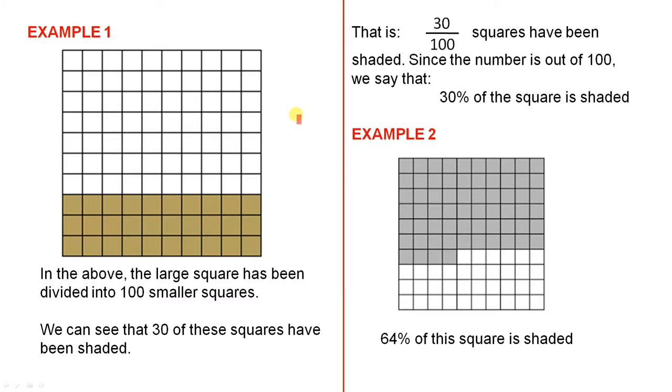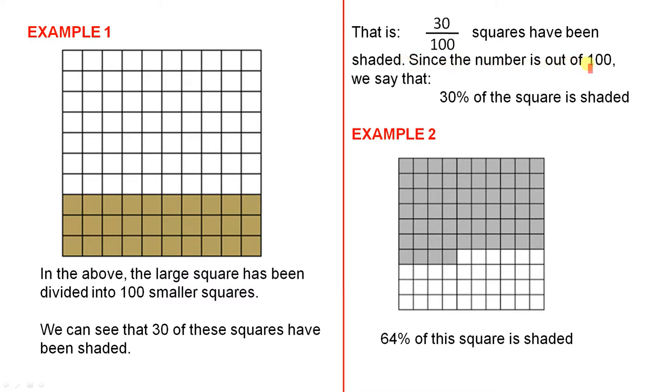Let's look at the first example. Here is a chart and you have 10 by 10, so there are 100 small squares. So in the above, the large square has been divided into 100 smaller squares. We can see that 30 of these squares have been shaded. In other words, 10, 20, 30. That is, 30 out of 100 squares have been shaded.